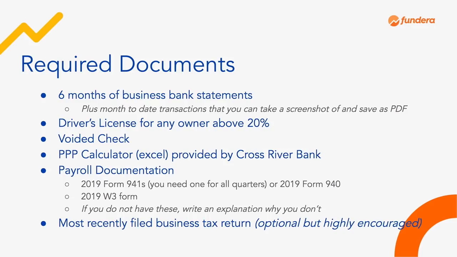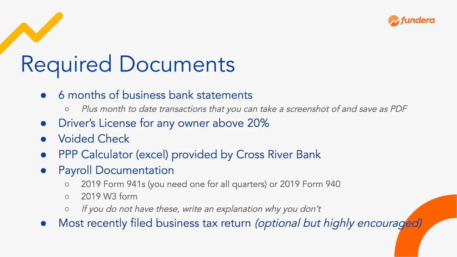Now, just a note, all of these documents here should be saved in the PDF, except for the calculator that we'll go through later. Next is a driver's license for any owner above 20%. Now, I encourage you to have all of the personal information for any owner above 20%, because they will need to get involved during the application. Next is a voided check. This can be just a picture of a voided check, but it still needs to be saved as a PDF.